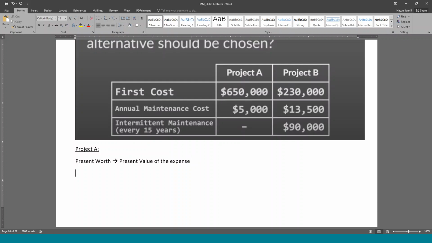Now, for project A, the present worth is equal to, firstly, can you tell me what is the initial investment? That's going to happen at the beginning of the year, 650,000. No issues there.